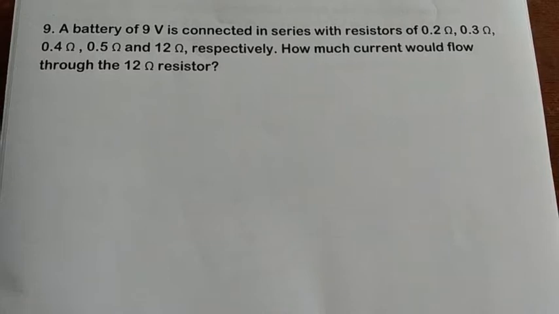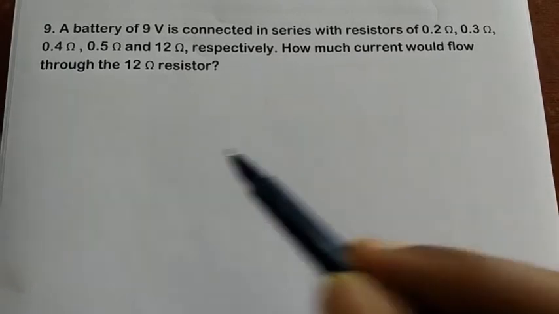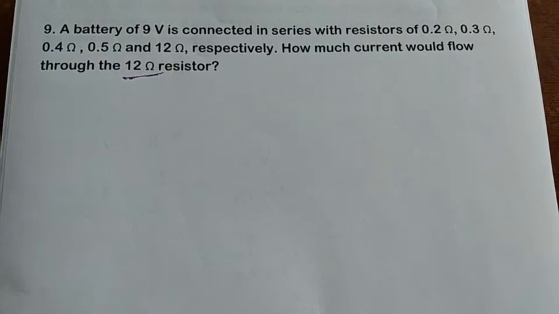A battery of 9 volts is connected in series with resistors of 0.2 ohms, 0.3, 0.4, 0.5 and 12 ohms respectively. How much current will flow through the 12 ohms resistor? So this is the question they are asking.